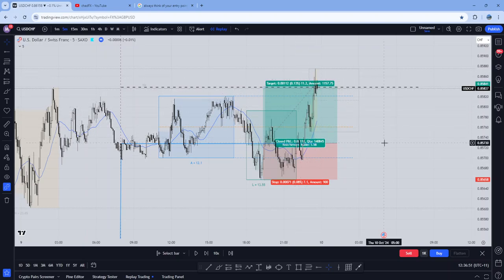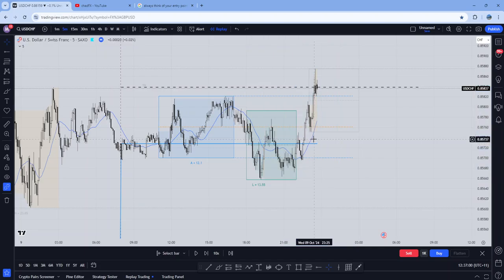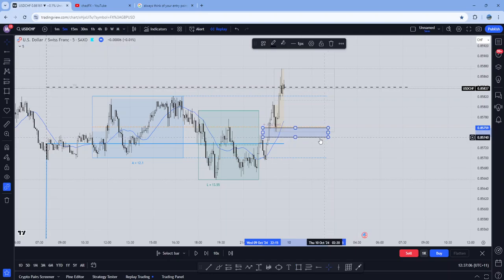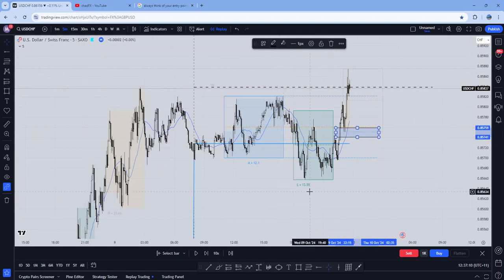Now, Stacey Burke does talk about timings. You could have entered here. If you trade ICT concepts as well, you can see the market came down and filled up this fair value gap before shooting up as well. So this is my understanding of Stacey Burke's setups and how the market moves, viewing the market from his lens, his point of view.